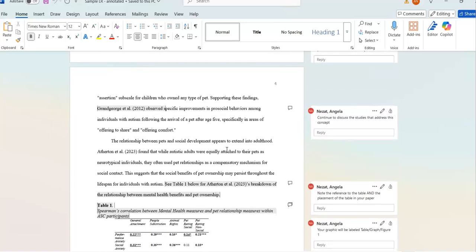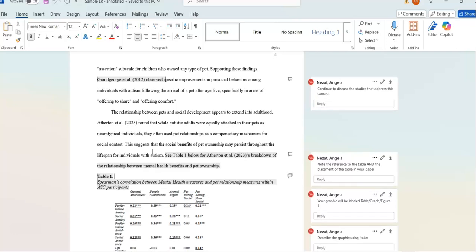And then I offer up my third particular study that also looks at the similar category. Look, it went beyond just children who own pets, because that's what these were talking about. It also found that it helped adults. Owning pets helped adults with autism. And so I add on to that.